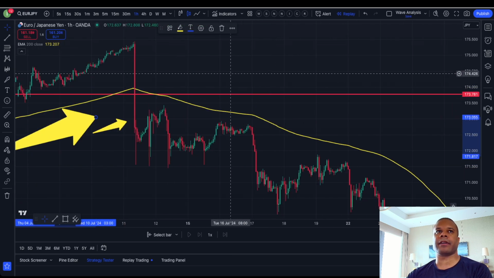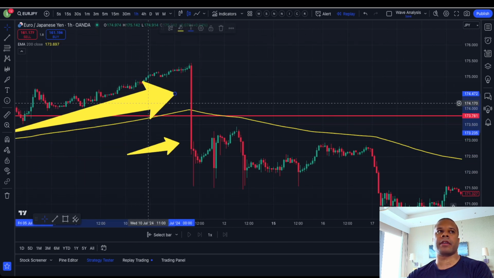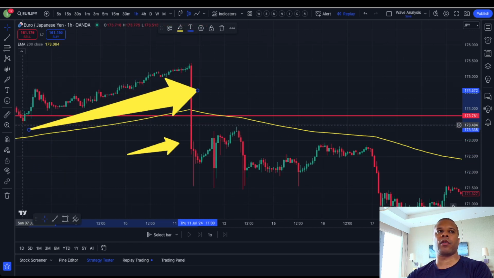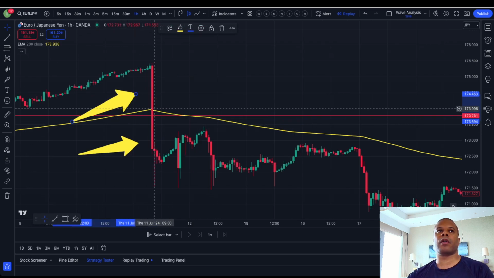So what happened here? We had this big candle, and normally when you see displacement, you'll see this big run. Again, this could be happening on all time frames. Right now we're looking at the hour, but you could be looking at something like this happening on a small time frame.